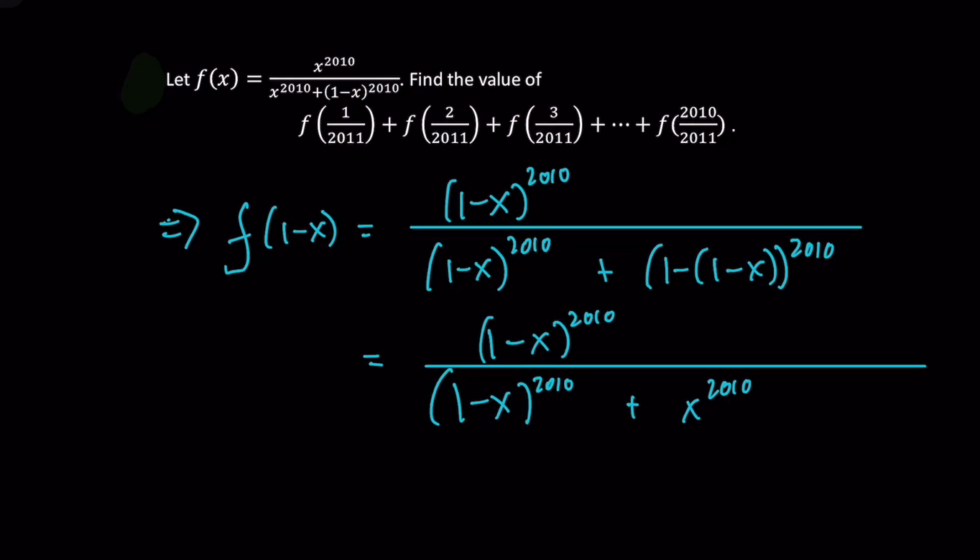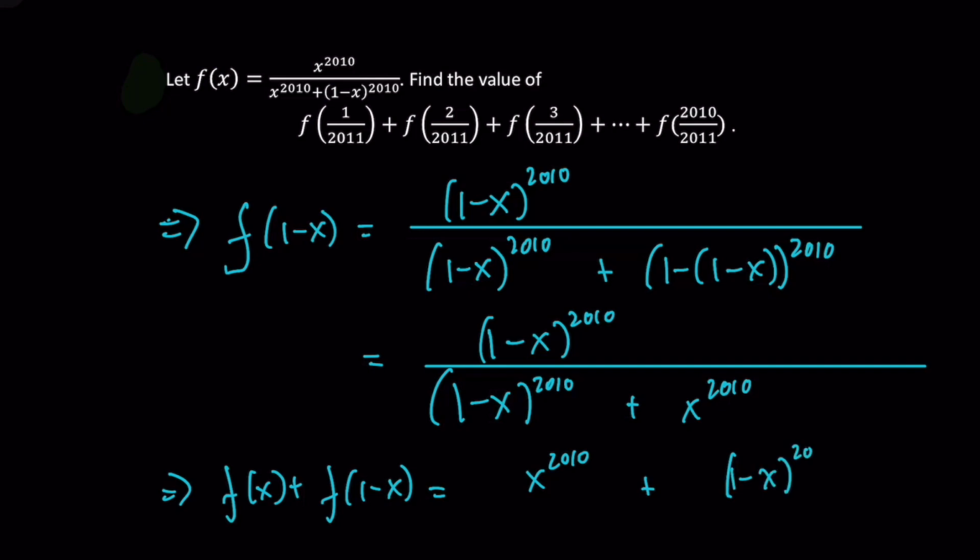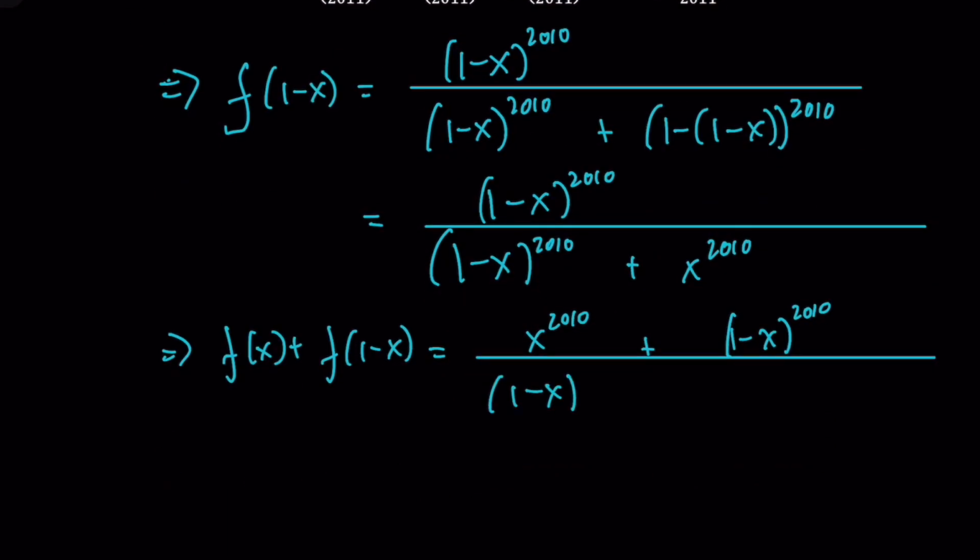Now if you notice, f(x) and f(1 minus x) already have the same denominator. So if we find f(x) plus f(1 minus x), it will be equal to x^2010 plus (1 minus x)^2010 over (1 minus x)^2010 plus x^2010. If you notice, the expression above and the expression below are exactly the same. It means that it's just 1.